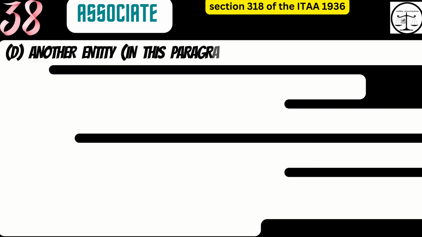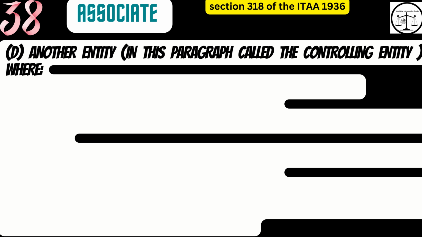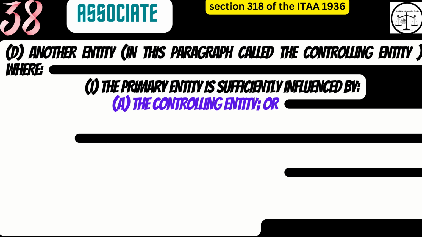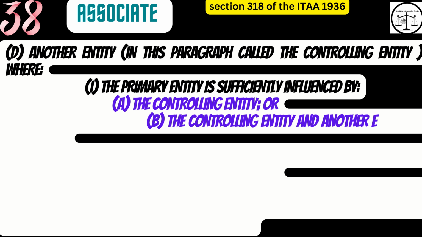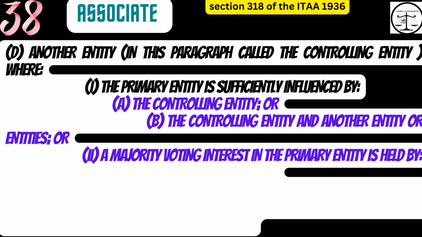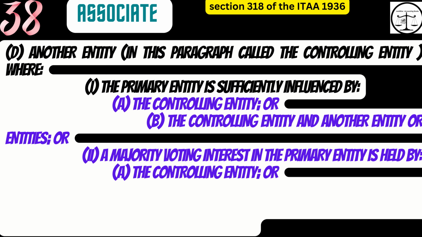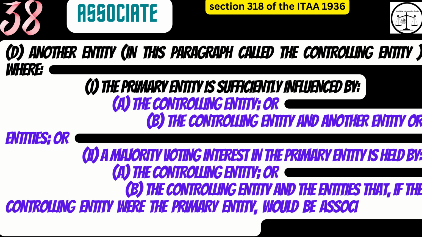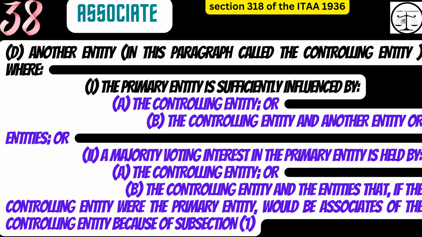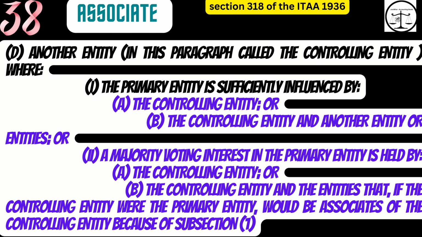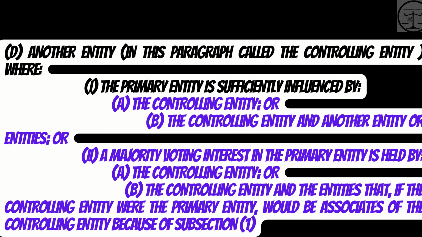D. Another entity, in this paragraph called the controlling entity, where 1. The primary entity is sufficiently influenced by A. The controlling entity, or B. The controlling entity and another entity or entities, or 2. A majority voting interest in the primary entity is held by A. The controlling entity, or B. The controlling entity and the entities that, if the controlling entity were the primary entity, would be associates of the controlling entity because of subsection 1.